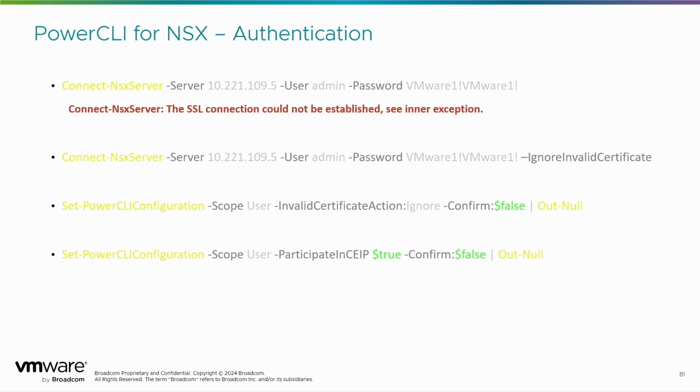For the PowerCLI authentication, you first have to connect to the NSX server. You define the IP address or fully qualified domain name, obviously the user and the password, and you have to make sure that you ignore an invalid certificate if you have an SSL generated certificate that is untrusted. And then you can set the PowerCLI configuration. You can set the scope. You can set the invalid certificate action to ignore. And once you have all that, and also participate in the CEIP, you can set those values as well. And then once you're authenticated, you can now execute cmdlets to actually do CRUD actions against the NSX manager.